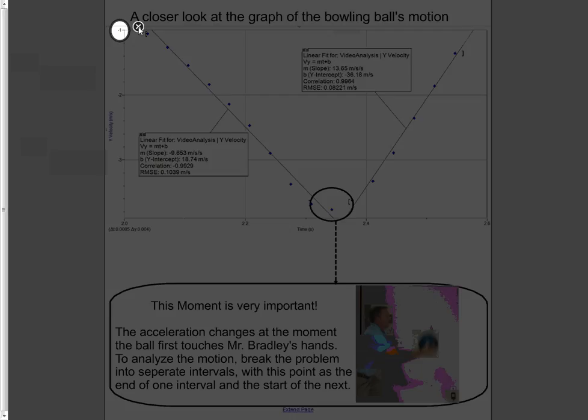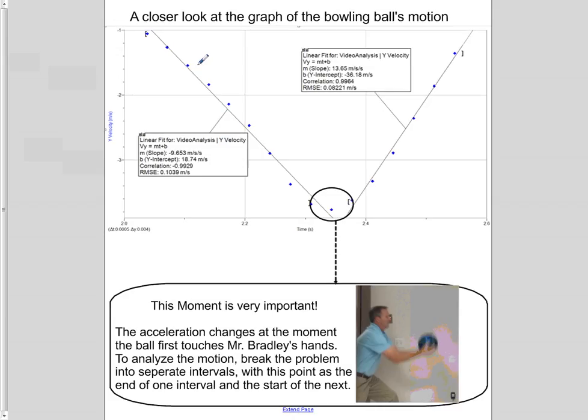And you may recall when we studied velocity time graphs that the slope of a velocity time graph is the acceleration of the object. So let's remind ourselves of that: the slope of VT graphs, those are equal to the acceleration of the object.